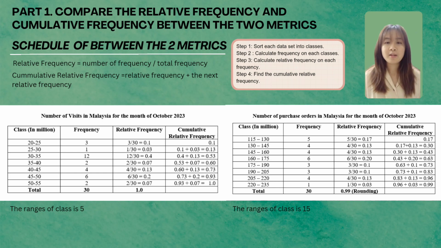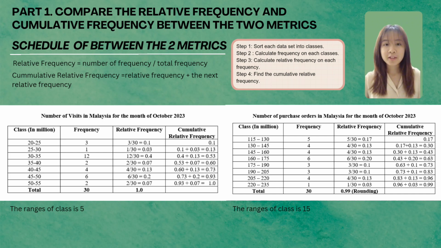For the part 1 question, we need to find the answer based on the table given from the question. Frequency is how many times it occurs. Meanwhile, for relative frequency, we divide the frequency by the total number, and cumulative relative frequency we can get by adding up to the next relative frequency.